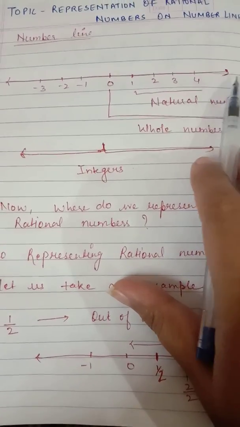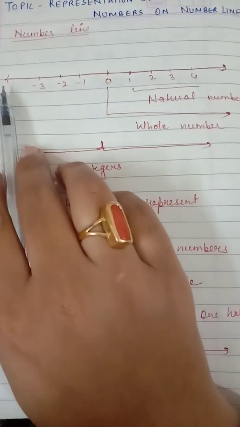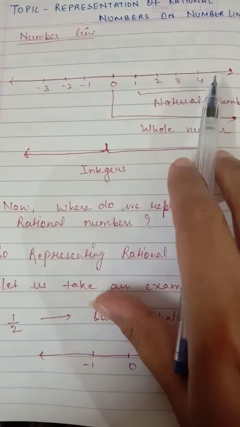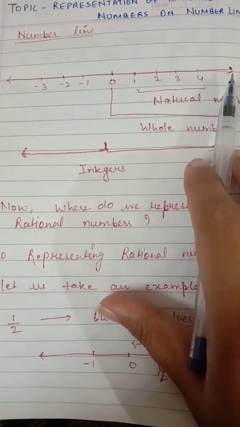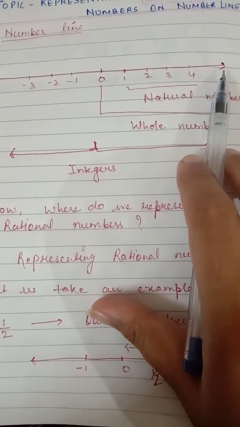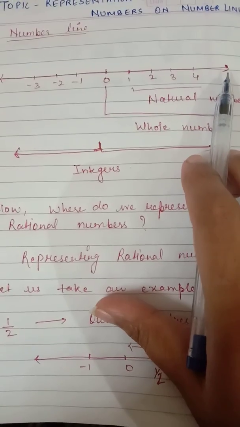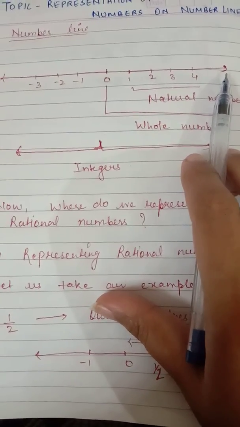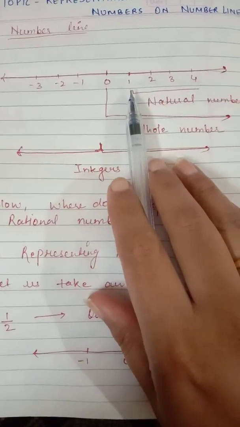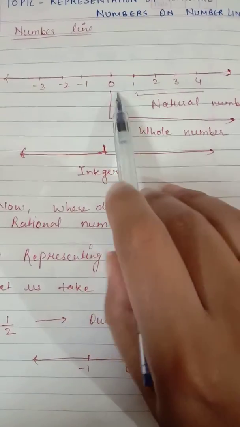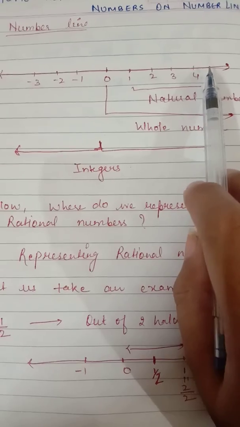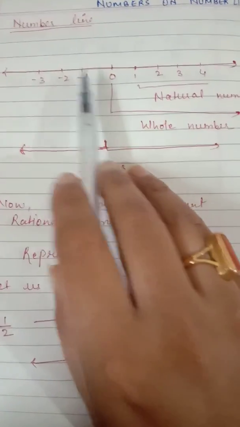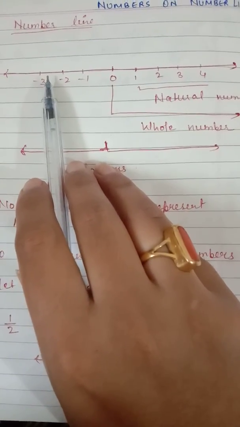Okay, why do we put these arrows at the end of the number line? Because these arrows tell us that this number line does not end here. Okay, it represents a type of ray. Now see, on this number line I will say 0, and on the right side of 0 there are positive numbers, and on the left side of zero there are negative numbers.